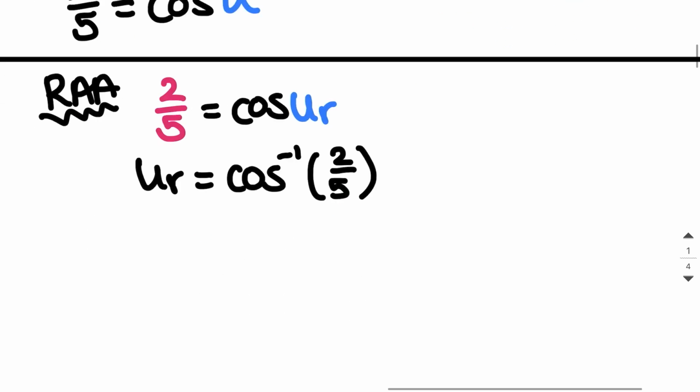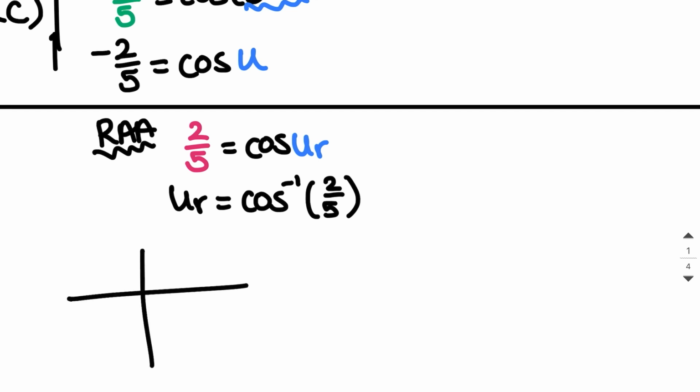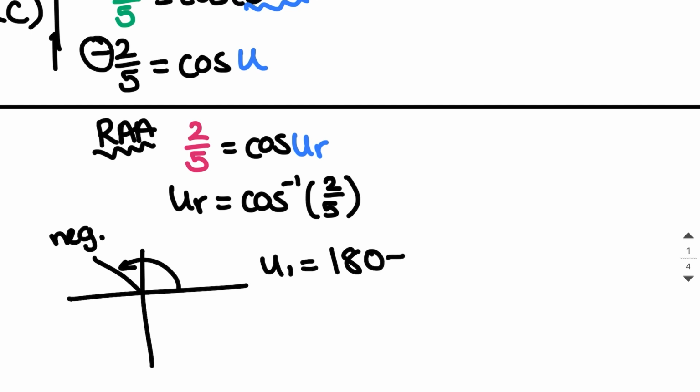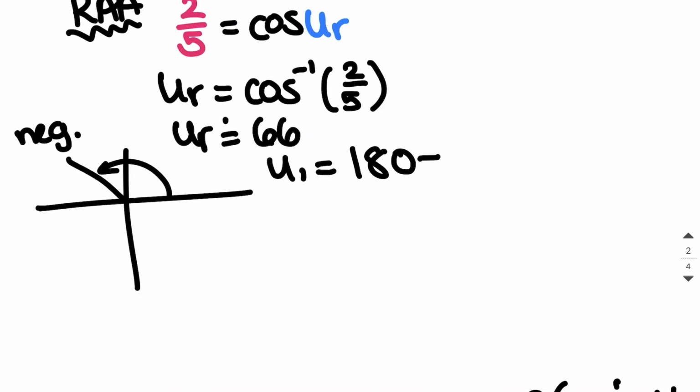However, I need to figure out what my actual u value is going to be. So remember, cosine is negative in quadrant 2 and quadrant 3. So we'll find our first answer in quadrant 2. So our first answer for u sub 1 is going to be 180 minus our related acute angle, which I forgot to write down, is approximately 66 degrees. Okay, so that means that u sub 1 is 180 minus our related acute angle, because this right here is our related acute angle.